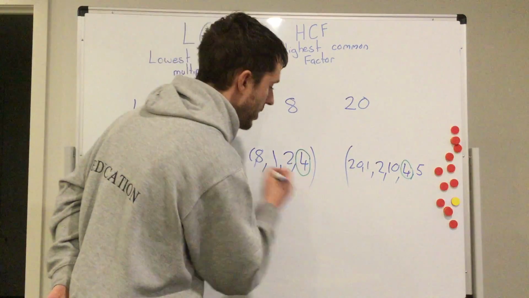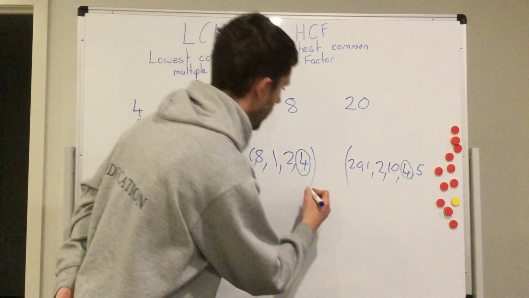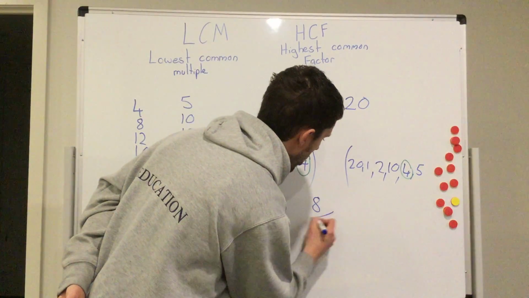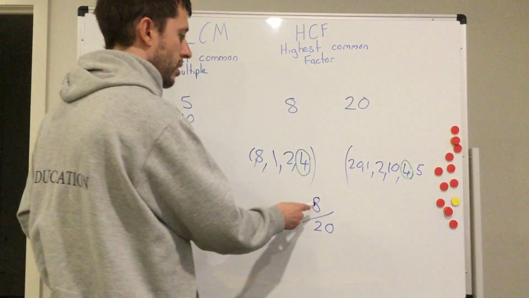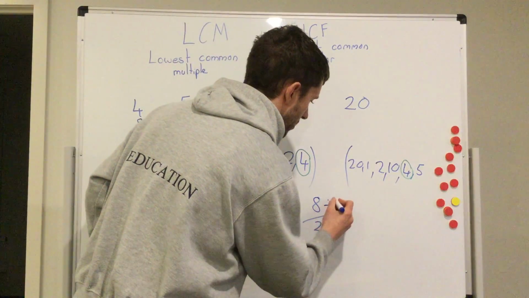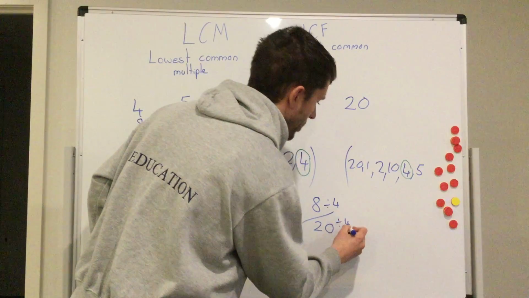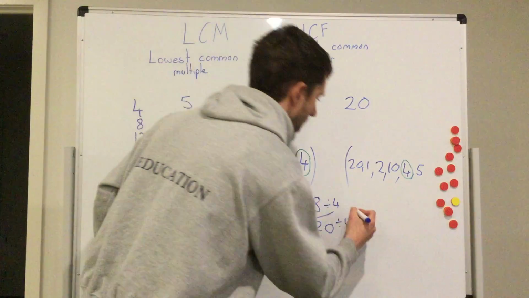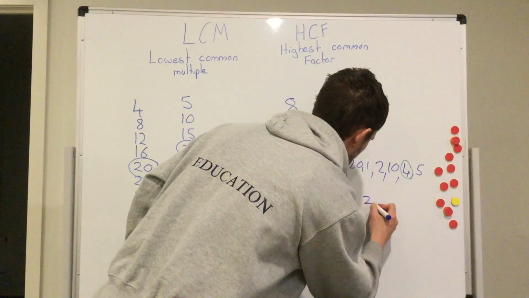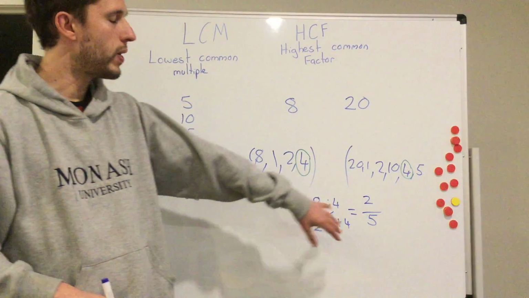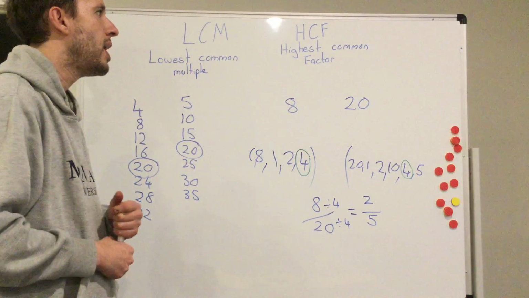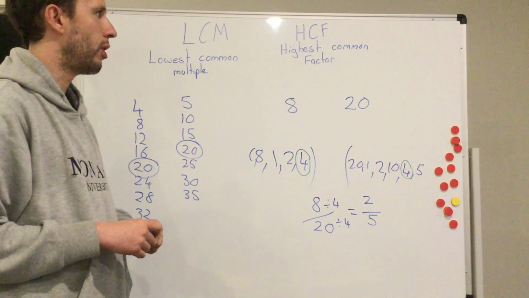So how do we apply this? For example, I said we use it with fractions. So if I have 8 over 20, I can divide both by 4 because that's the highest common factor. 8 divided by 4 equals 2. 20 divided by 4 equals 5. But we'll go into this more when we're talking about simplifying later on.